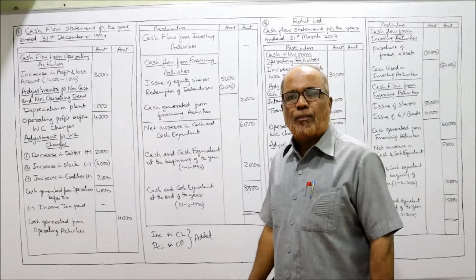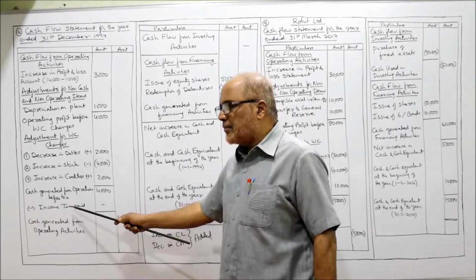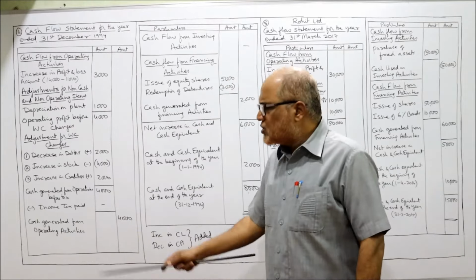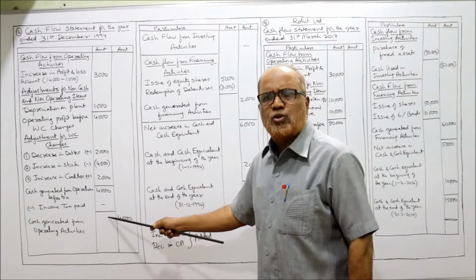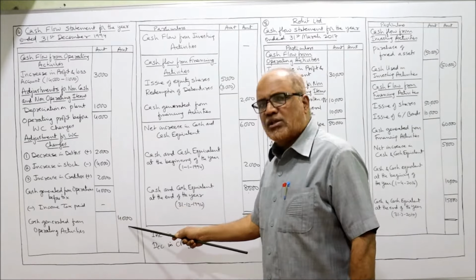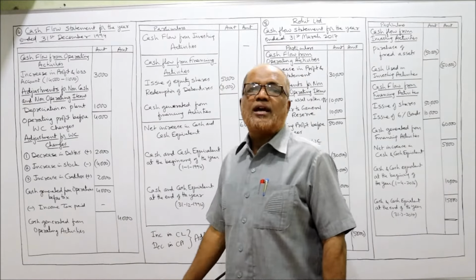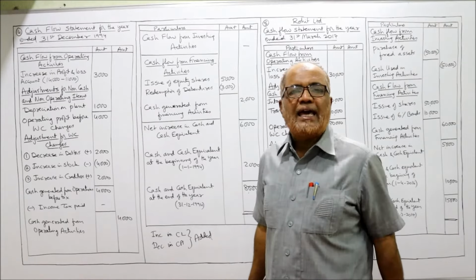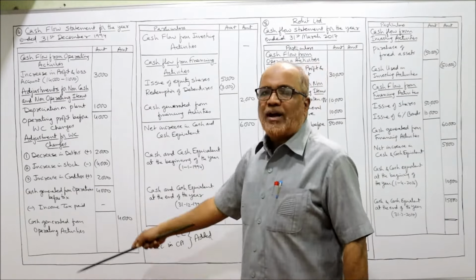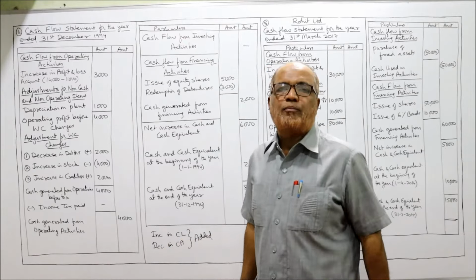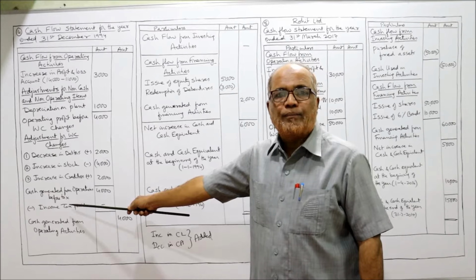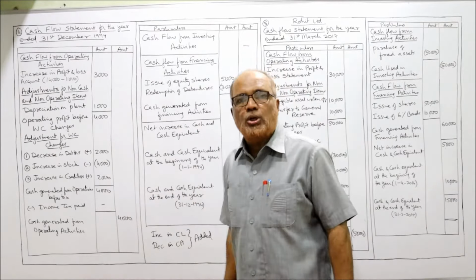Cash generated from operations before tax less income tax paid. There is no income tax given in the problem, so just put a dash for the sake of formality. We should write the format. Then 4,000. This is the cash generated from operating activities. See here, according to AS3, this is the format and this is the method of preparing cash flow statement. Even terminology you have to remember. The same terms you should use.